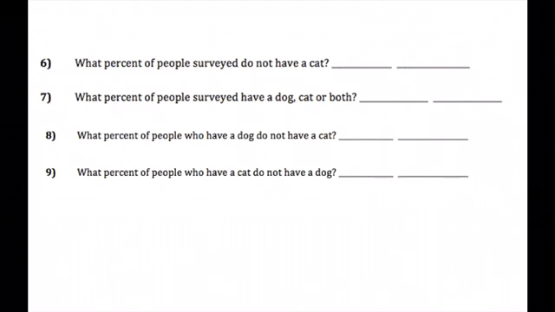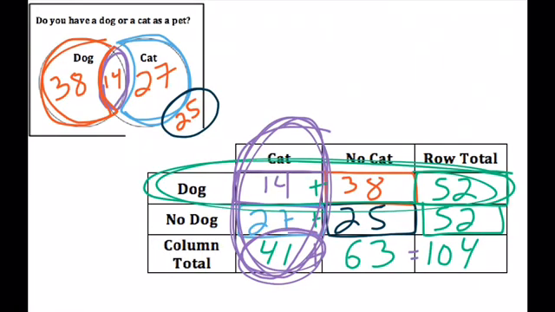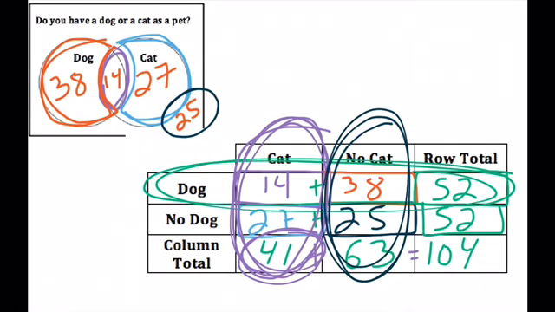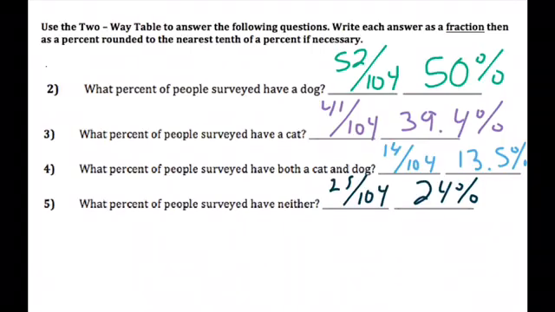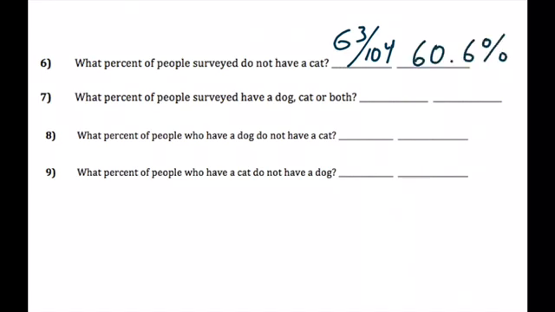Okay, what percent of people surveyed do not have a cat? Well, that is going to be under the no cat column. So let me go back real quick and look at that. So no cat, the column total for that one is 63. So we have 63 people out of 104 that do not have a cat. That gives us 60.6%.